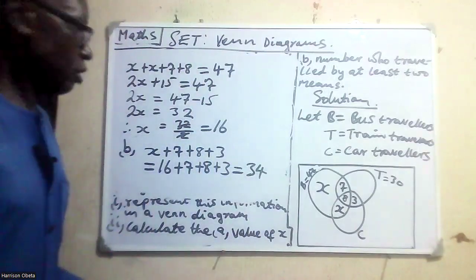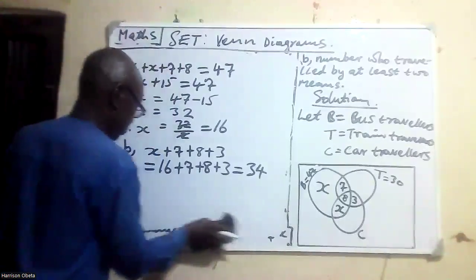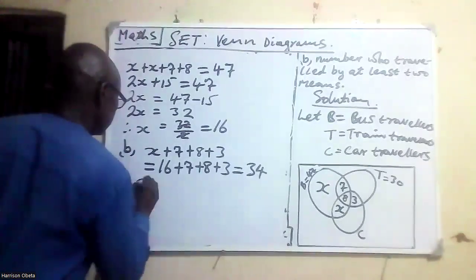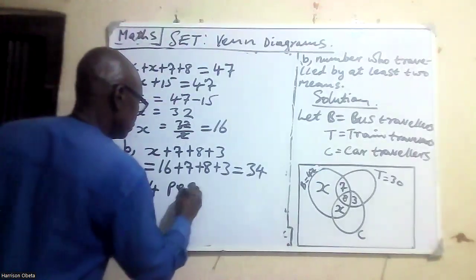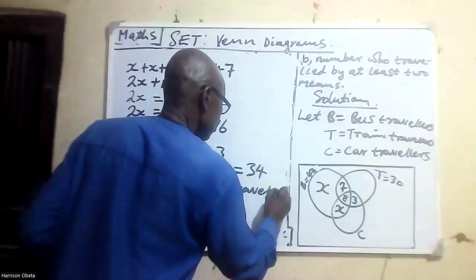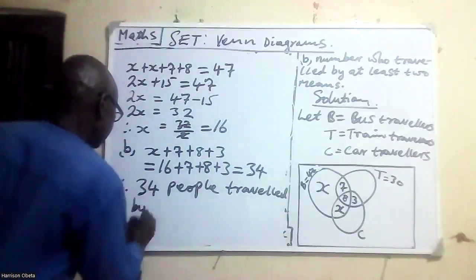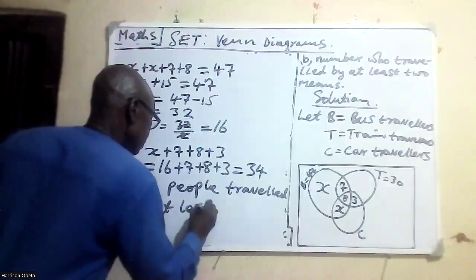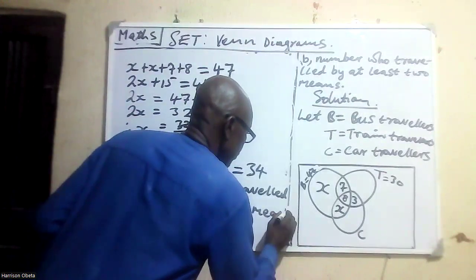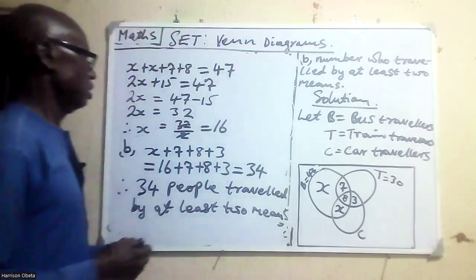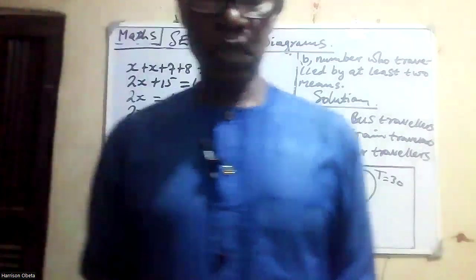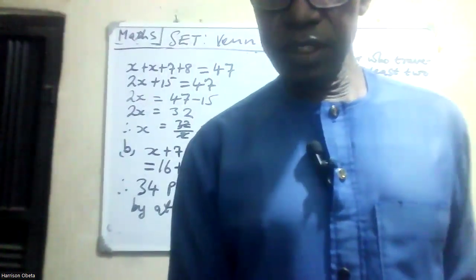34. So that means that therefore 34 people traveled by at least 2 means. So that is the answer to that. And that concludes question 1. So we are about to see question 2.